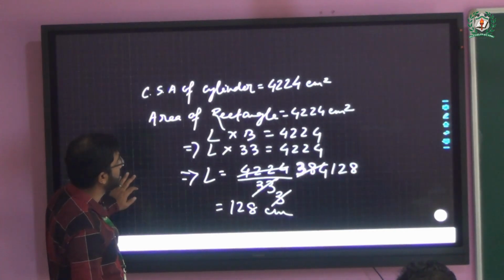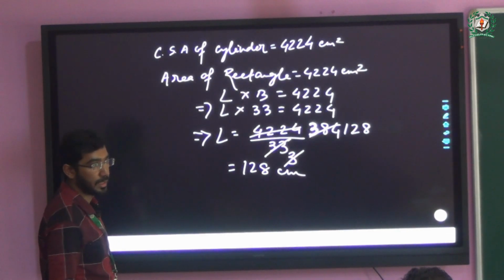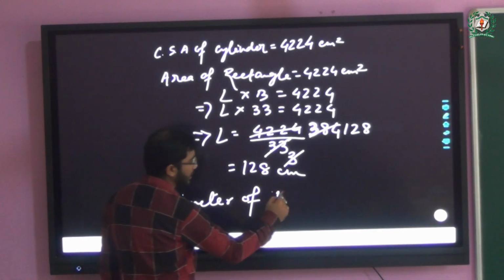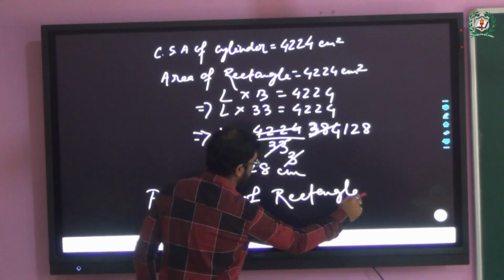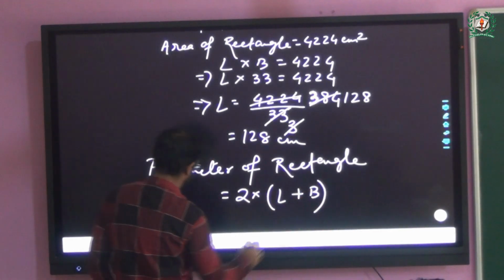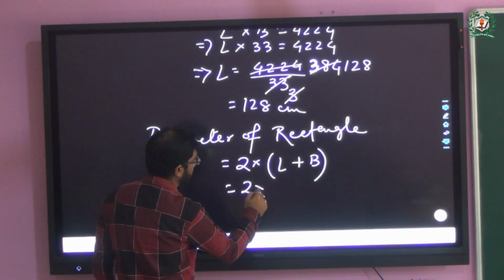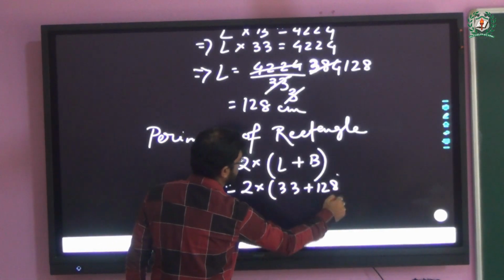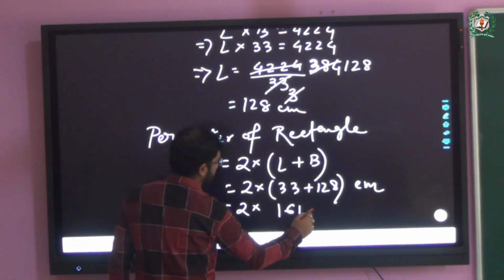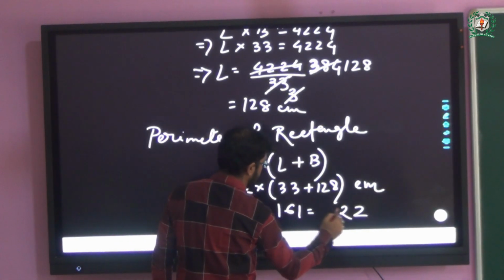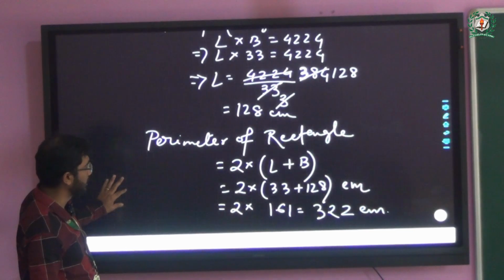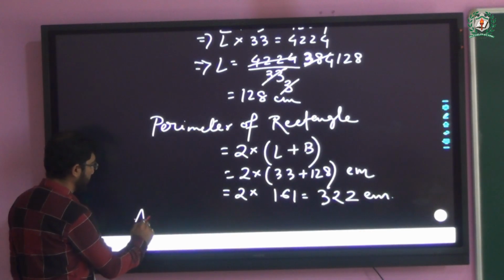Now the question asked is, what is the perimeter of the rectangle? So perimeter of rectangle, you know. What is the formula to find perimeter of rectangle? So write perimeter of rectangle equals 2 into length plus breadth, that is 2 into 33 plus 128 centimeter, that is 2 into 161, 322 centimeter. Write down the answer separately.